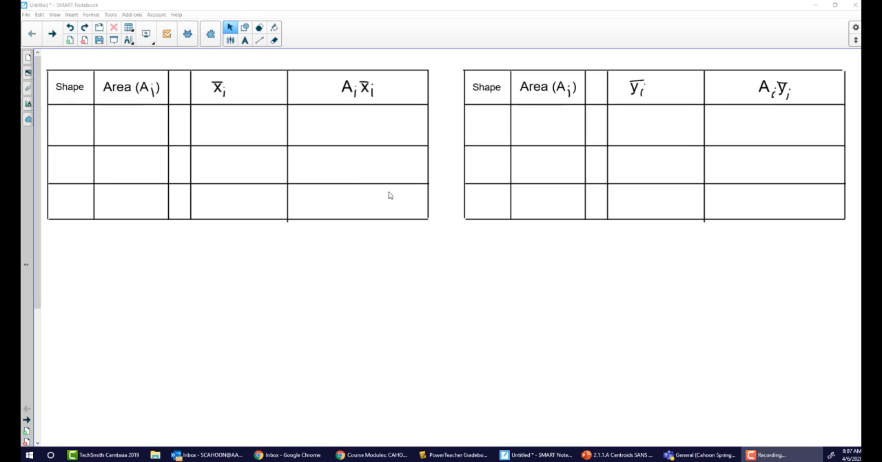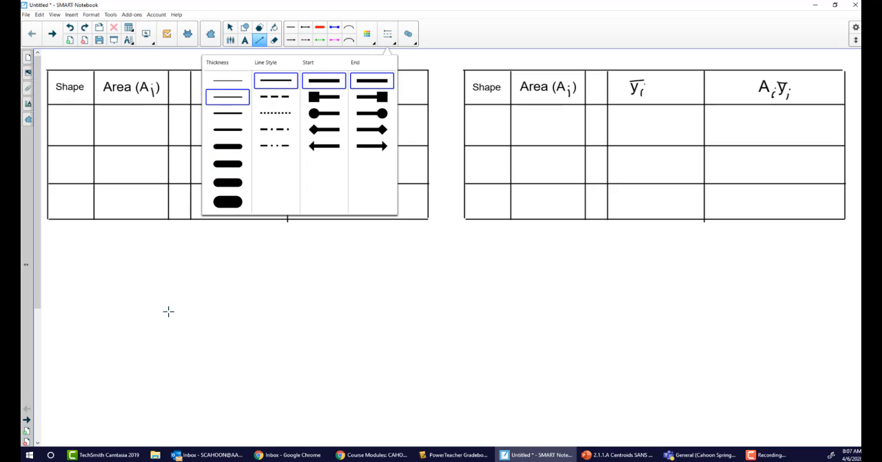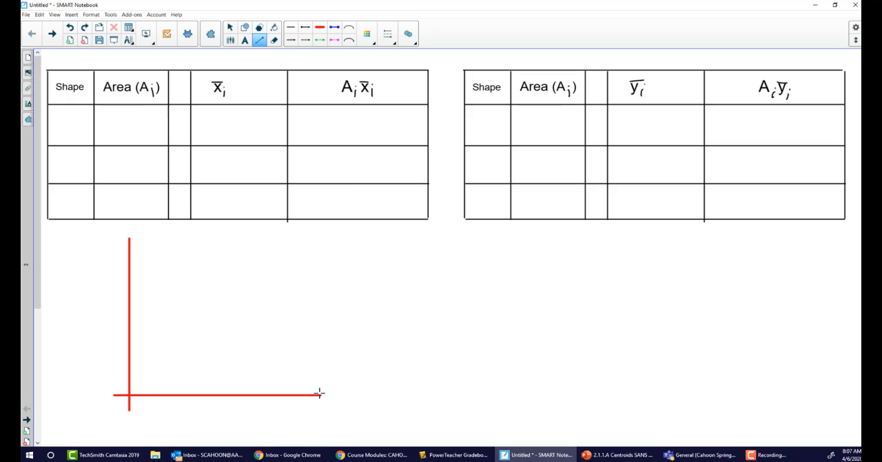Okay, so I am going to do a sample problem here. I'm not going to go crazy with this sample problem. Let's do y-axis and x-axis, okay? And so I'm going to have a shape like this. Okay, all right, so this is going to be our complex shape.